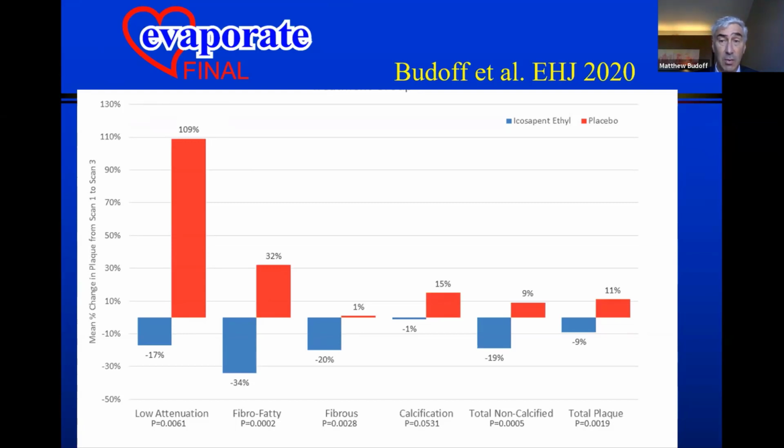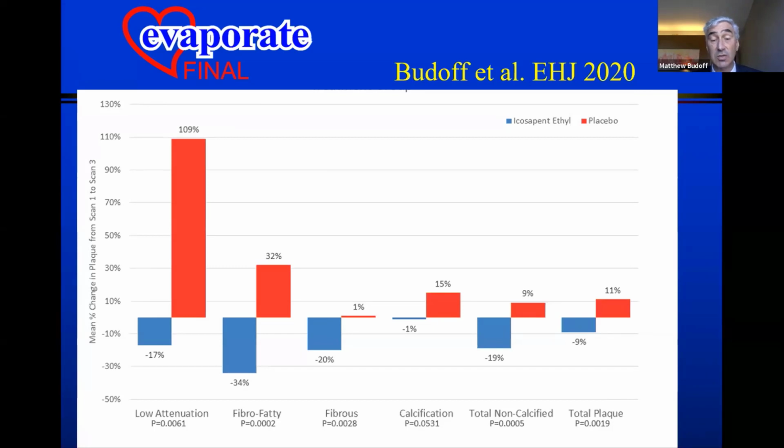But what we were able to show, and subsequently published in the European Heart Journal this year, is regression of atherosclerosis, a slowing of plaque and a trend towards regression of almost all of the components of atherosclerosis, including low attenuation plaque, fibrofatty plaque, and fibrous plaque.